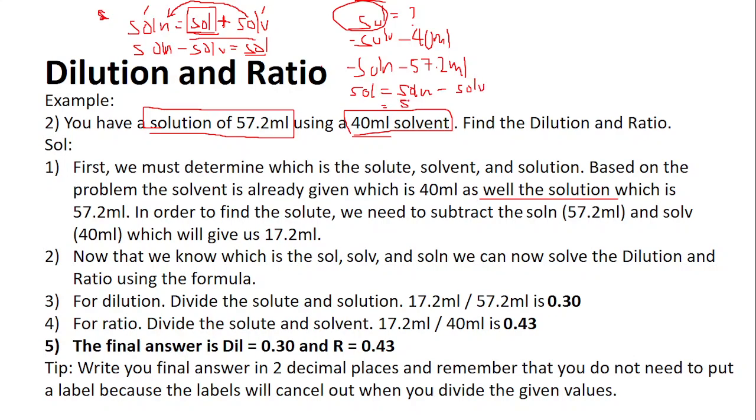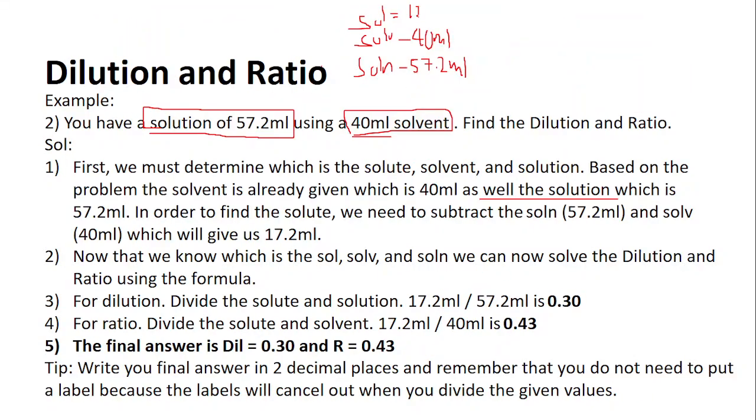So, equals 57.2 ml minus 40 ml. Okay, you will get 17.2 ml. So, your solute now, class, is 17.2 ml. Okay, so ayan na, kompleto ka na sa tatlo, class. Okay, meron ka nang solute, may solvent ka na, may solution ka na. So, pwede ka na diretso sa dilution and ratio.